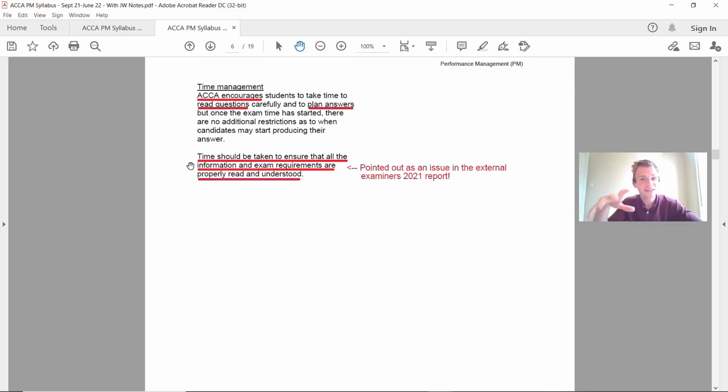It gets noted in the external examiner's report in every sitting that students don't read the questions. For section C, they don't plan their answers effectively with the available time. I'll continue to encourage, but as you can see on here, time should be taken to ensure that all information and the exam requirements are properly read and understood.